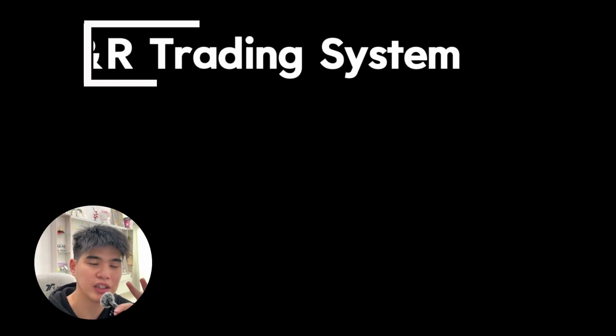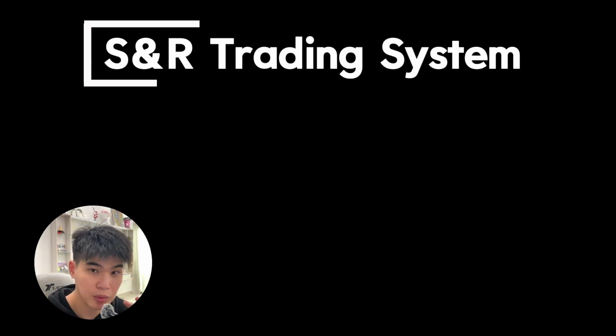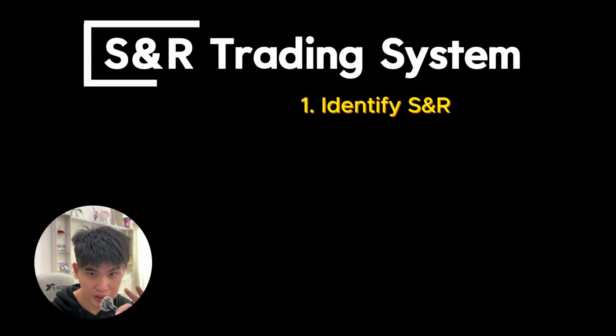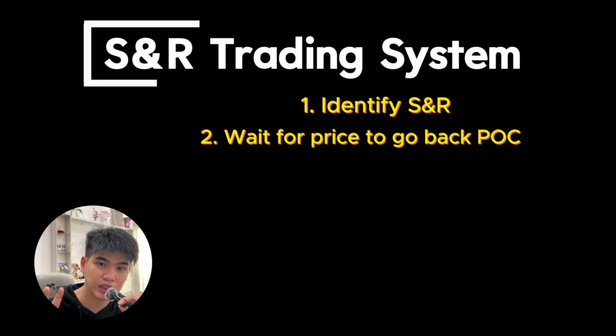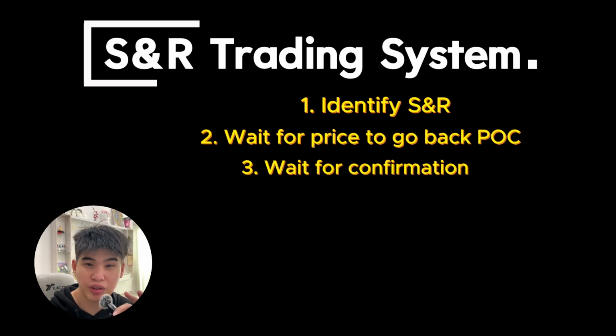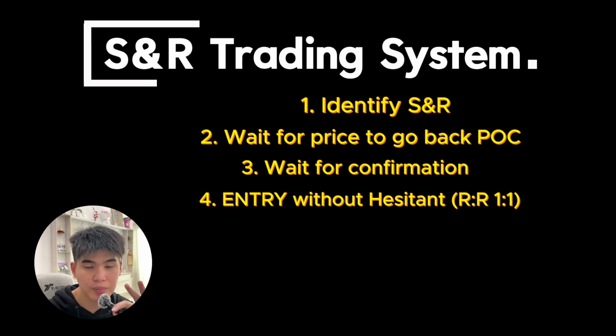Right, here comes the exciting part, my trading system for support and resistance. You can refer to this or you can just take it as it is, copy and paste, that's up to you. Rule number one, identify your support and resistance. Second, wait for the price to reach your certain key level. Number three, do not enter immediately when price reaches your zone. Wait for confirmation. And number four, once all these three are aligned, just enter your trade without hesitation.